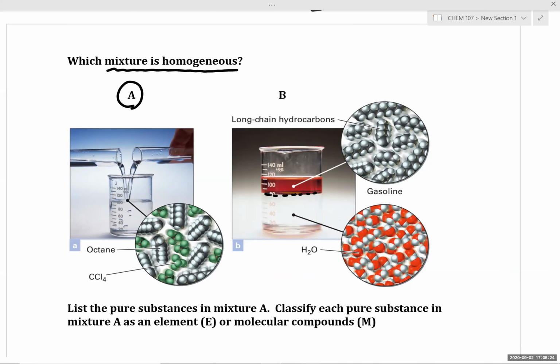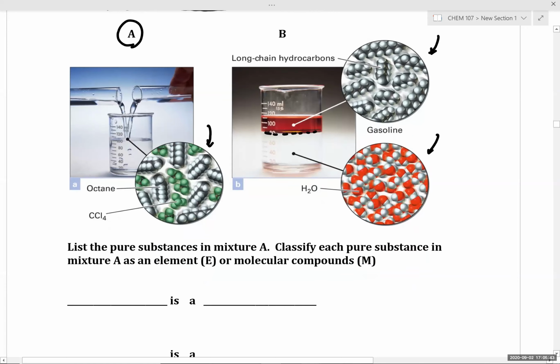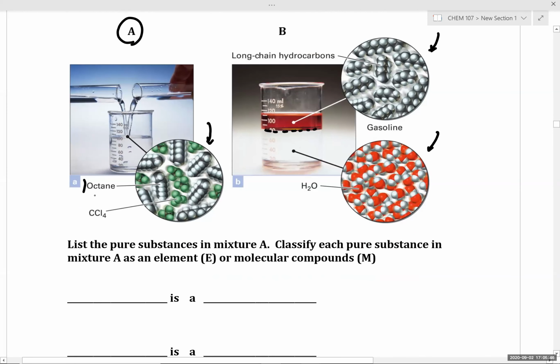Now, I'd like you to look specifically at the structures found in each of these zoom-in circles. I'd like you to know that different colors represent different elements. So my question to all of you is, when we look at, for example, octane, so octane is referring to this molecule, this species here, and looking at octane, would we classify it as an element or a compound? Do we see one element or multiple elements? So looking at octane, do we see one color or multiple colors in its structure?